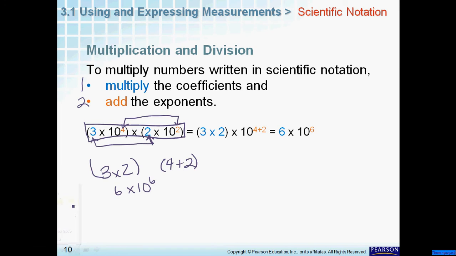Let's see if we can do another one. Oh, wait. I wrote all over that. I'm going to have to erase our stuff again.